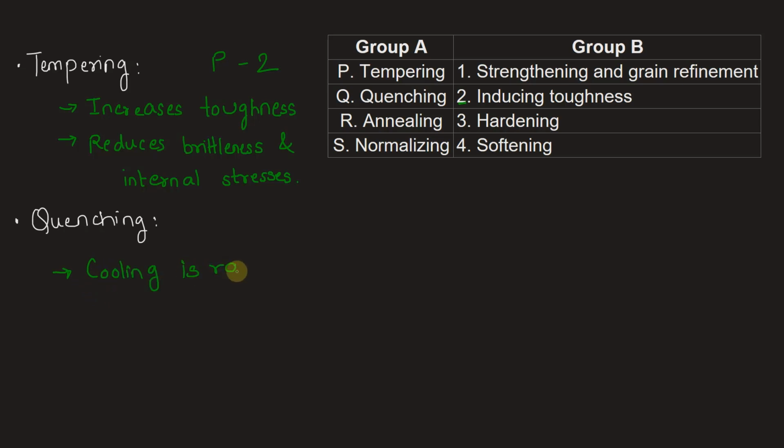As the cooling is rapid, what happens because of this? It makes the metal brittle but will improve its hardenability. So when brittleness increases, the hardenability, that means its ability to be hardened, will be increasing. So cooling is rapid, therefore it makes the steel more brittle and improves hardenability. So we can clearly see the match for point Q is the third, that is, the steel is hardened. Point Q to 3.